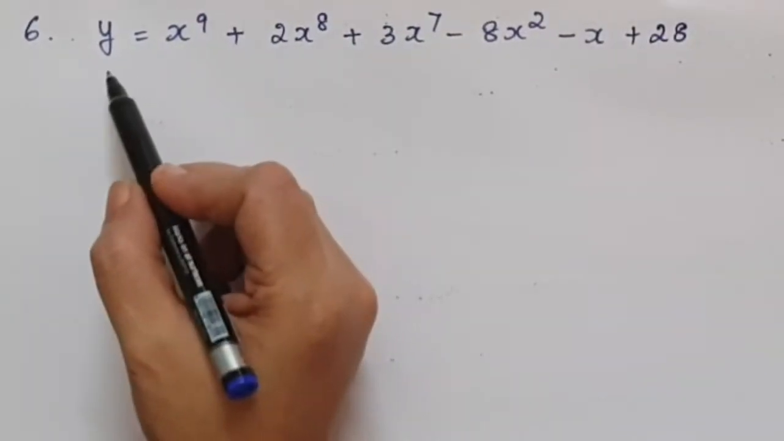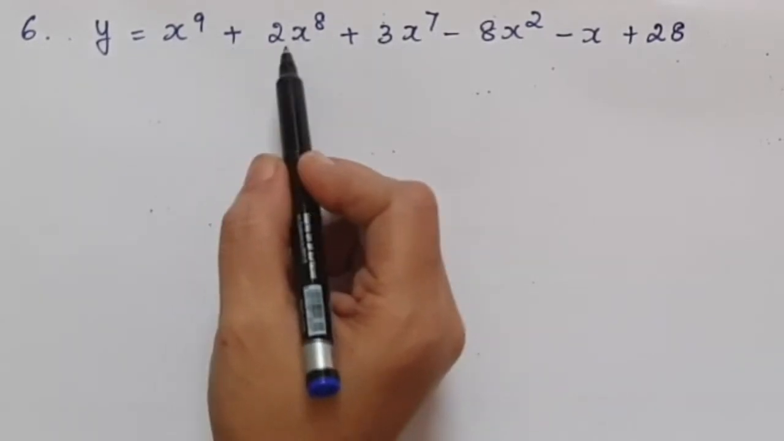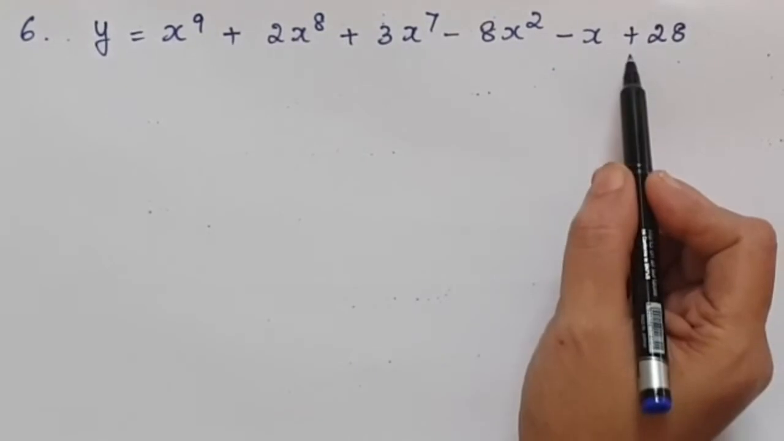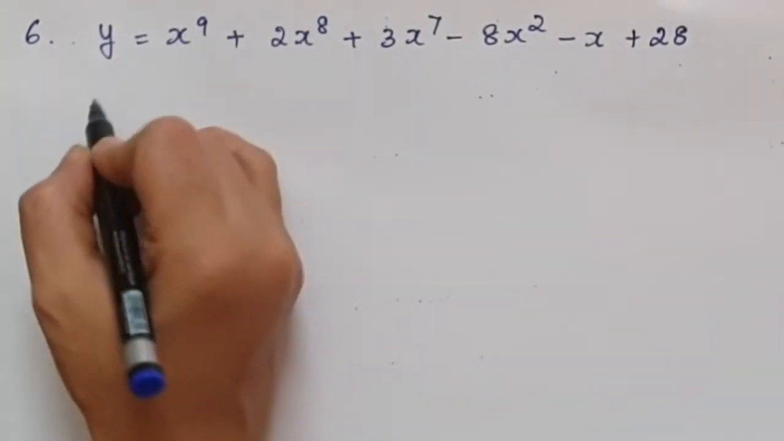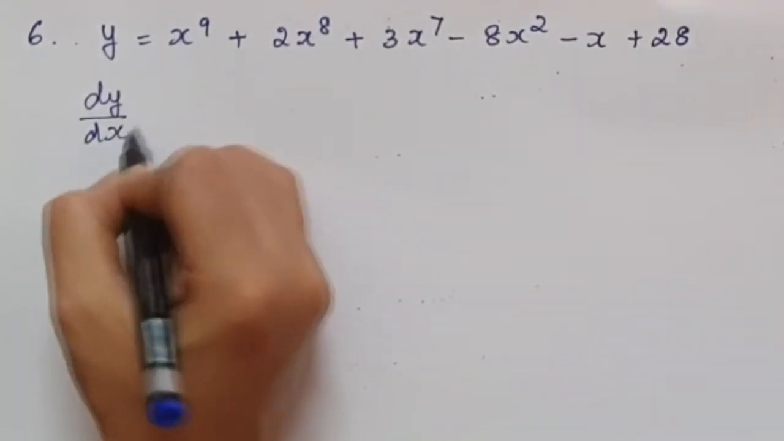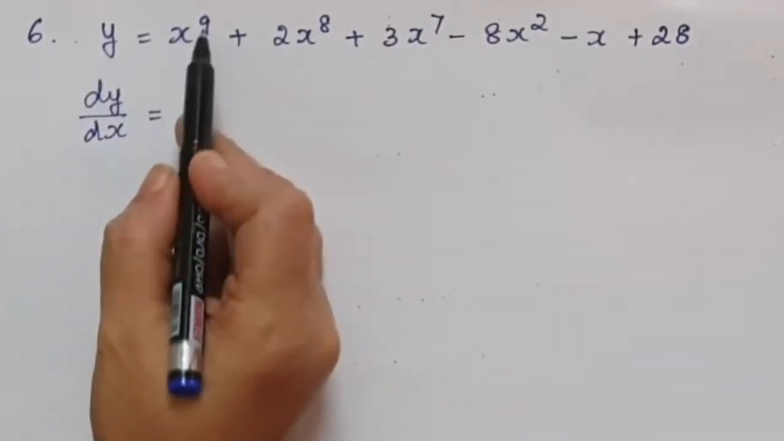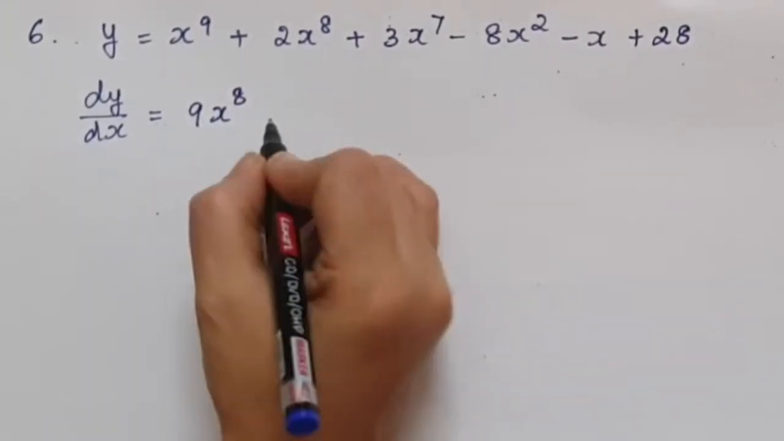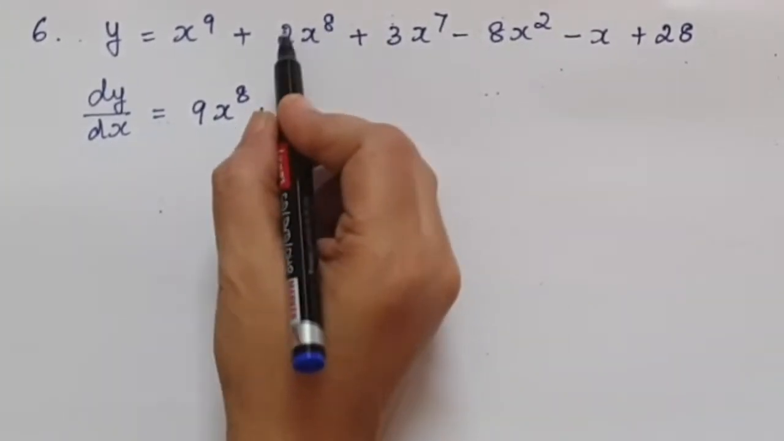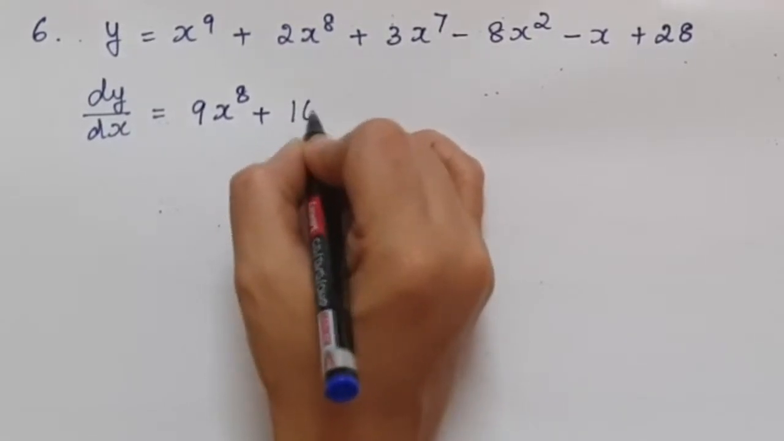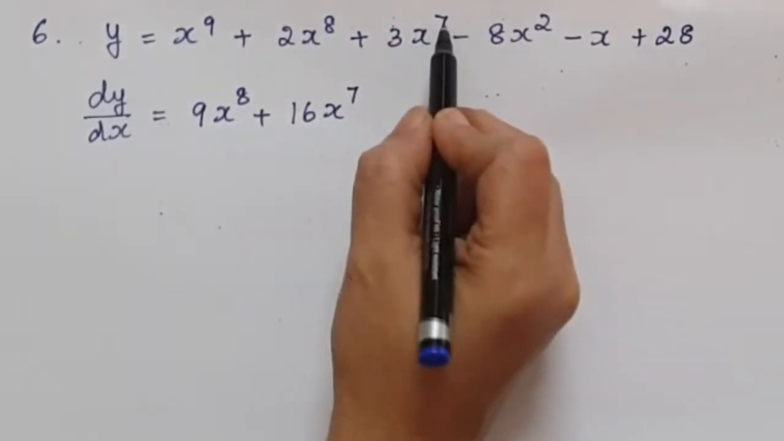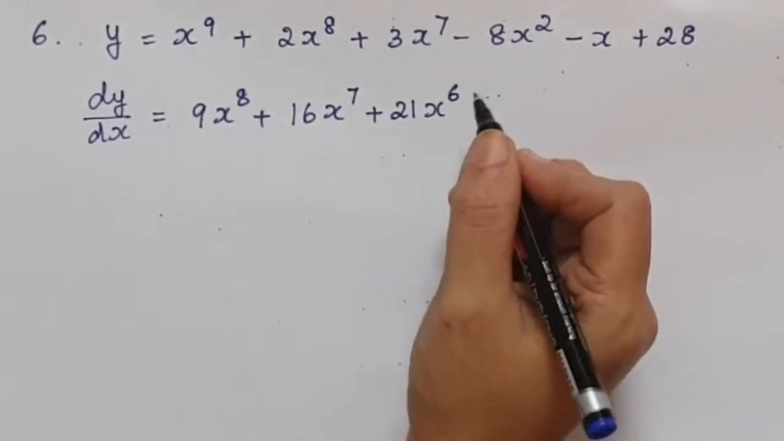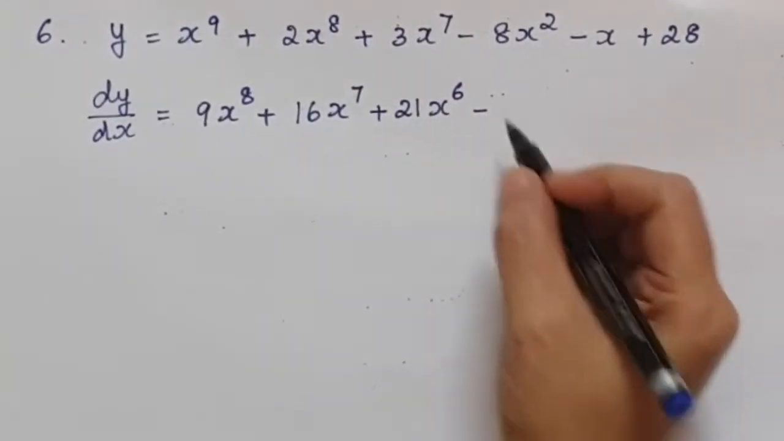Now the sixth question, y equal to x to the power of 9 plus 2x power 8 plus 3x power 7 minus 8x square minus x plus 28. So now we need to differentiate it. So dy over dx. Now there is no number in front, so we just take it forward. So 9x to the power of 8. Now since there is a number, 8 multiplied by 2 is 16, x to the power of 7. Then 3 multiplied by 7 is 21 and reduce the power, so it is 6.